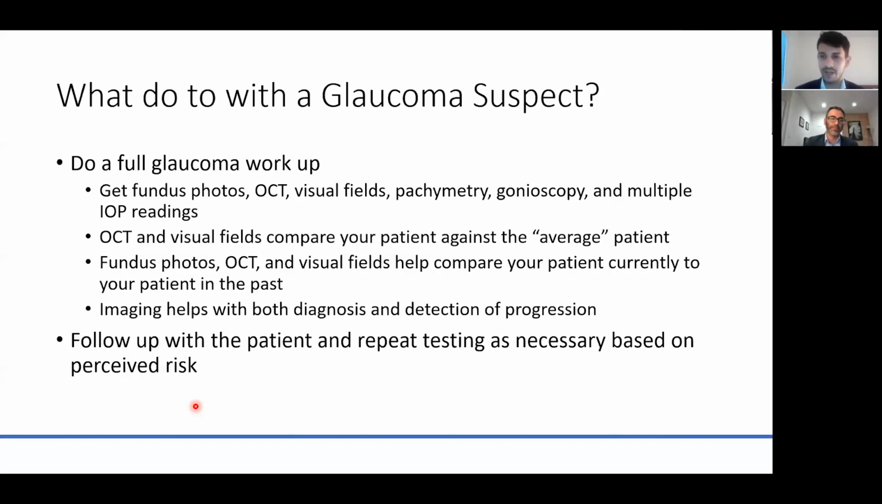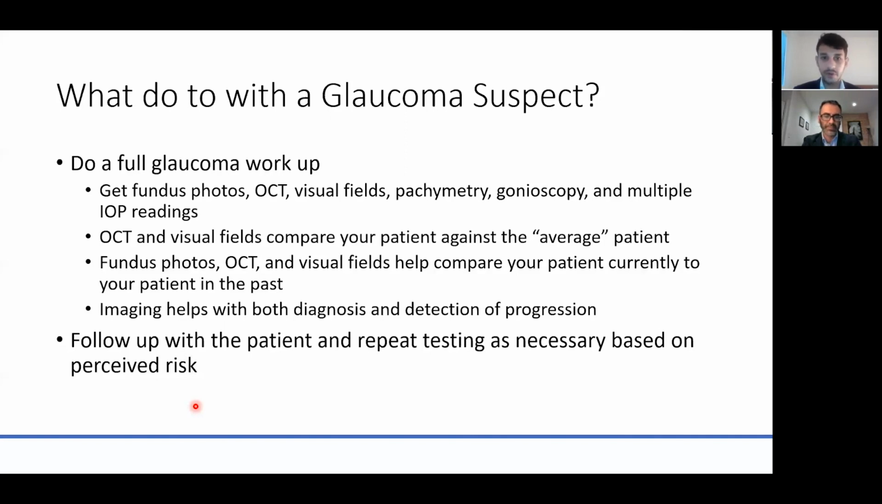Yeah, so I think our workflows are a little bit different, but essentially we're getting all the same information, where we're trying to get all our data points relatively quickly. We'll go into a slide where we'll talk about times and things like that. But part of our glaucoma workup is OCTs and visual fields. They compare the patient against the average patient. So the Humphrey visual field and the Cirrus OCT have these normative databases that will compare a snapshot of your patient to the average patient.